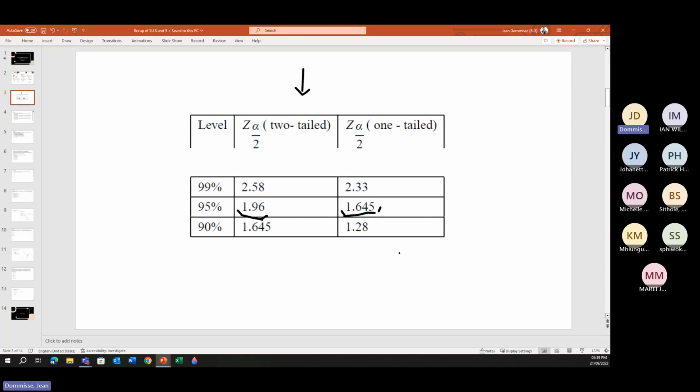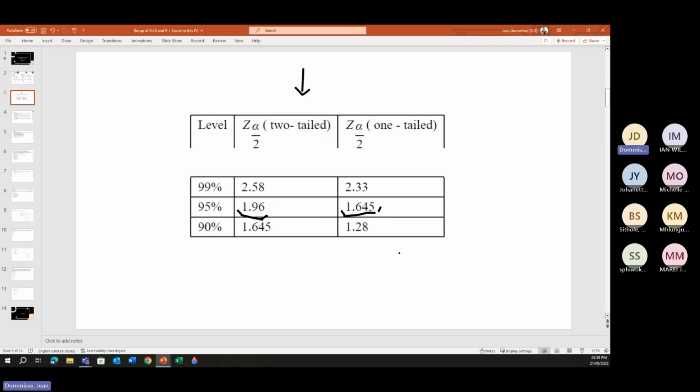1,645. Okay, so again, I want to show that automatically, when you get a question and it's 95 and two tail, you can write down Z is going to be 1,96. So when we do a confidence interval for the Z, you can automatically say that. Okay, so let's get into the first question that I want us to look at.